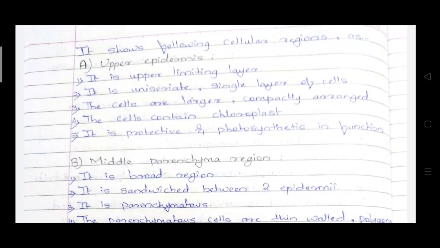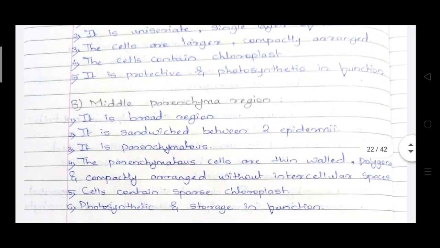The upper epidermis is made by uniseriate or single-layered cells. Cells are larger and compactly arranged. These upper epidermal cells contain chloroplasts. So they can do the functions of photosynthesis as well as protection.